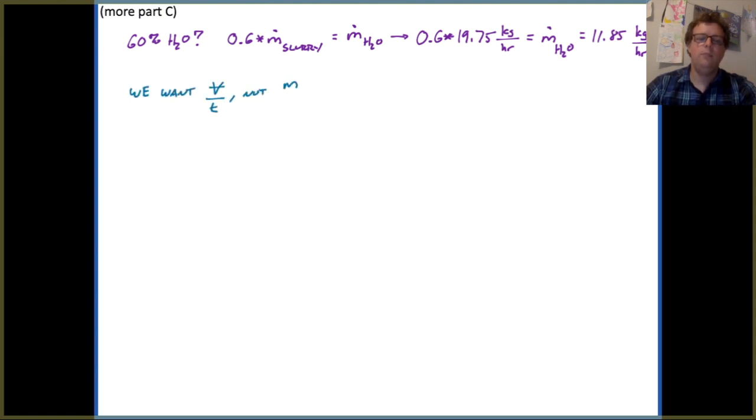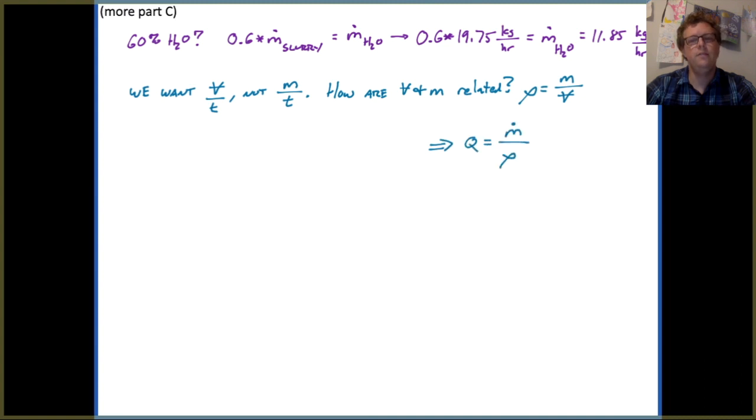So at this point, hopefully you're recognizing we want volumetric flow rates, right? Those Qs, volume per time. We're talking about mass rates, mass per time. So now we've got to ask ourselves, how are volume and mass related to one another? And the fundamental property that we're after here is density. That's the relationship, or the pivot, between mass and volume units.